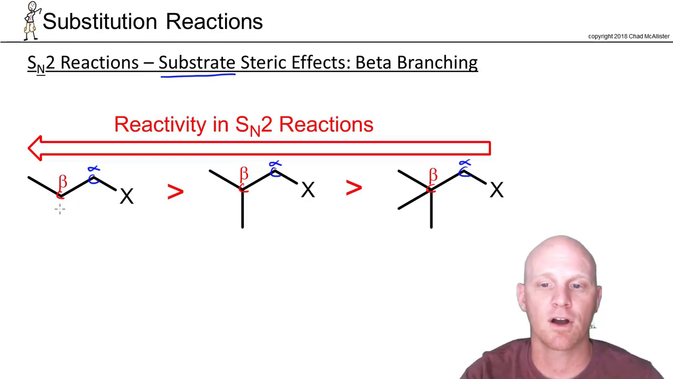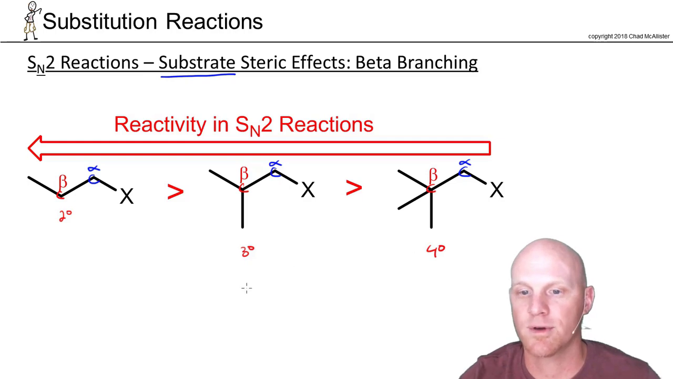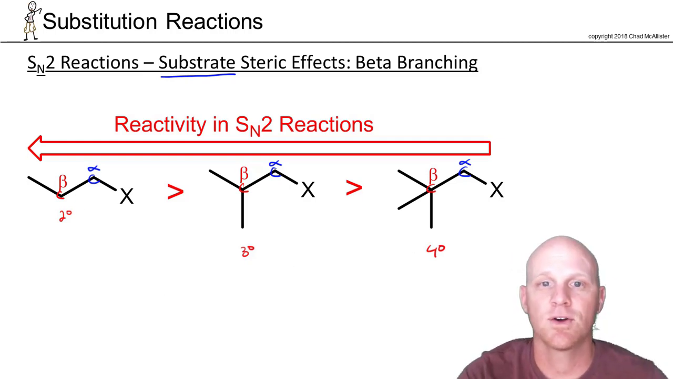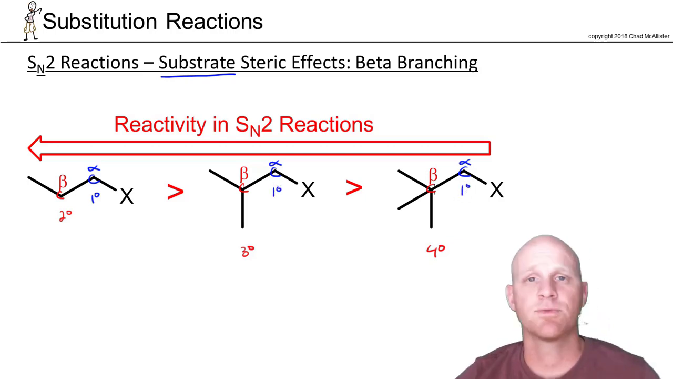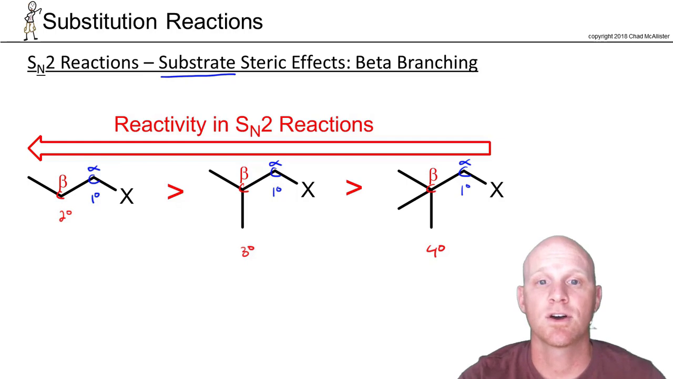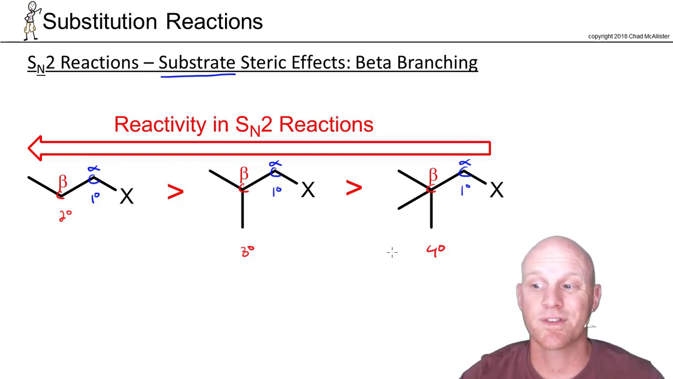So if we look at this beta carbon, this one over here on the far left is a secondary carbon. This one right here is a tertiary carbon. And on the far right, this is a quaternary carbon. And every single alpha carbon, on the other hand, was a primary carbon. And so these would all be labeled primary halides. You might think, oh, there's no difference in reactivity, but there is. If they're all equal at the alpha carbon, look at your beta carbon. And the more substituted it is, the slower that reaction is going to go.